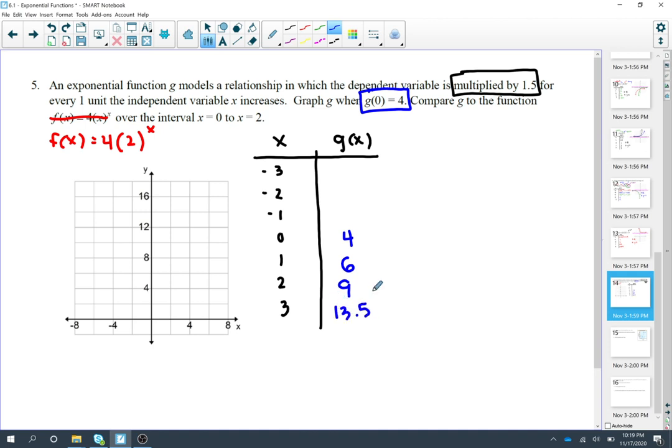Now, that doesn't tell me the whole story because now I'm missing these. So if I'm going this direction and I'm multiplying by 1.5, how do you think we're going to get that direction? And the answer there is you're going to divide by 1.5. So 4 divided by 1.5 is 2.667. And then divide by 1.5, which is 1.778, and then divide by 1.5, which is 1.185.